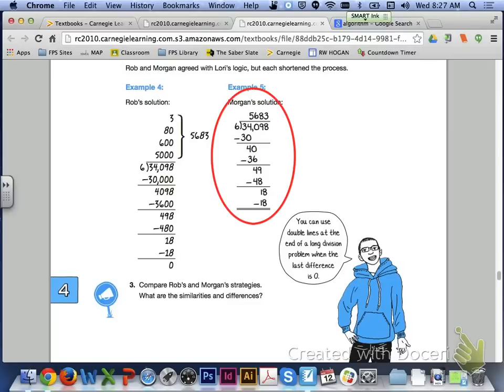Now all of these are strategies that you can use to help with long division, but we are going to try and focus on using Morgan's method as we move forward in 4.6.